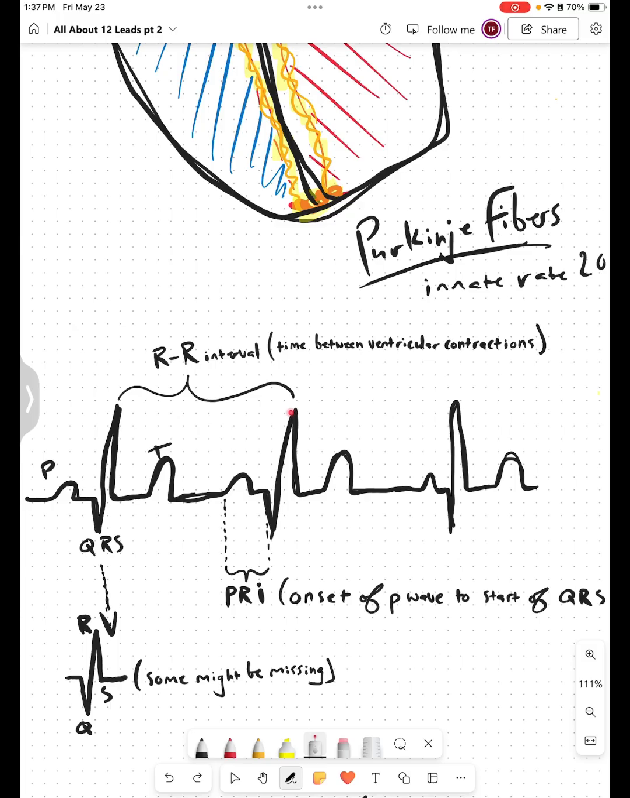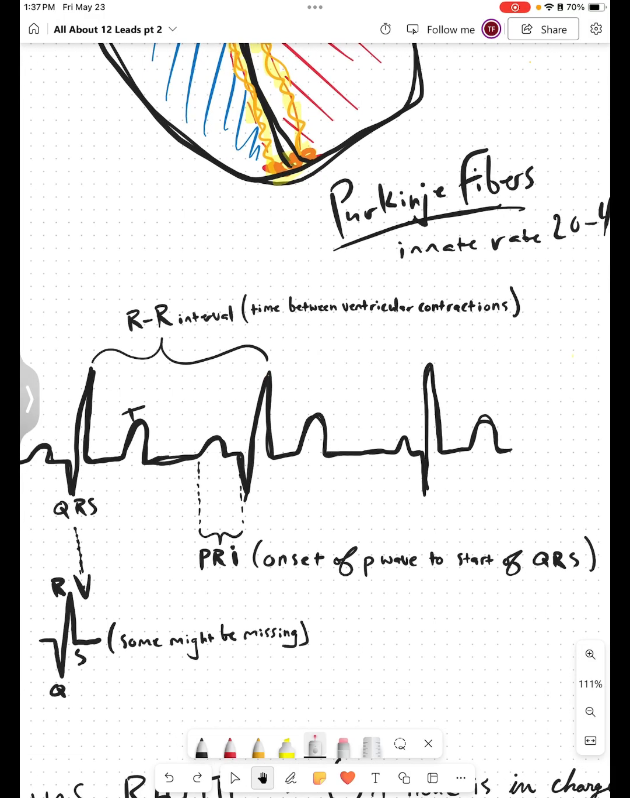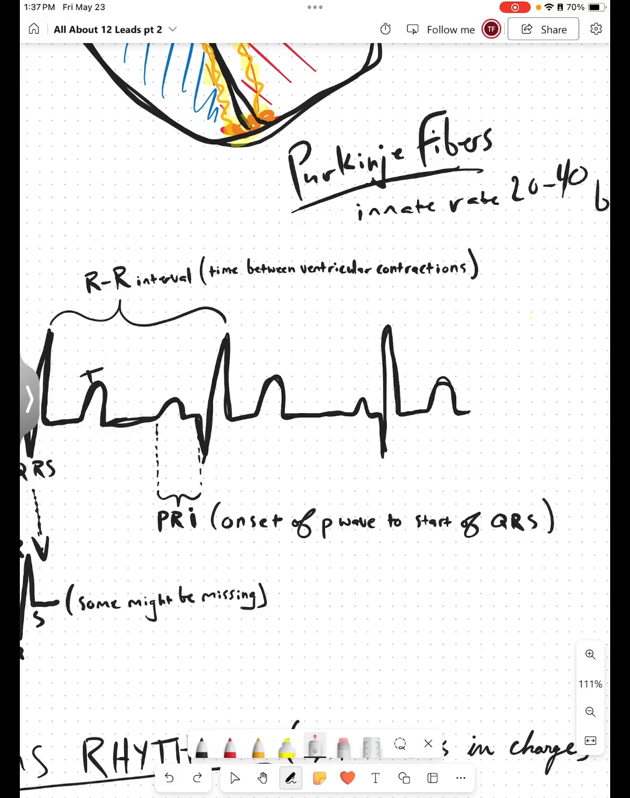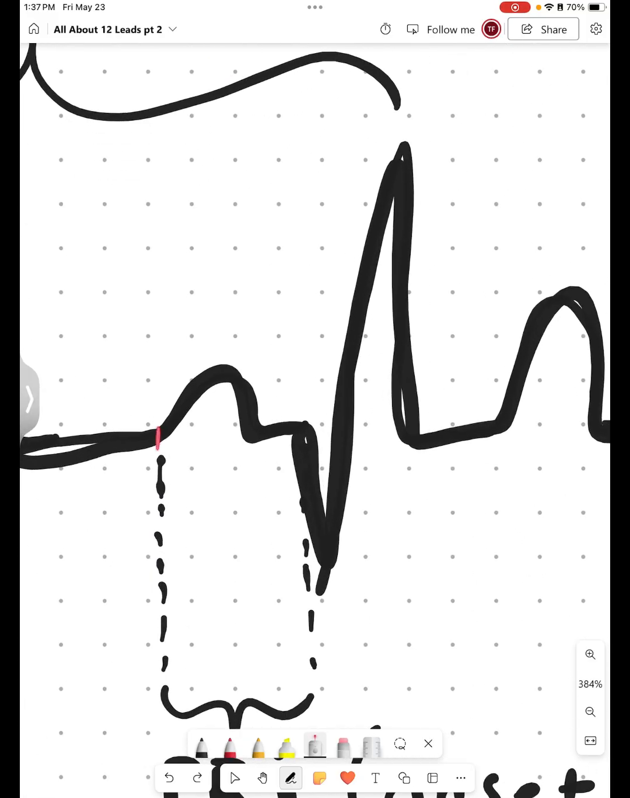I also want to go over PRI right here. PRI is going to be the onset of a P wave, so the very beginning of that P wave. We'll zoom in here. Very beginning, when it just starts to go up here, we have an isoelectric line. Everything is in line here, in line, then it starts to go up.